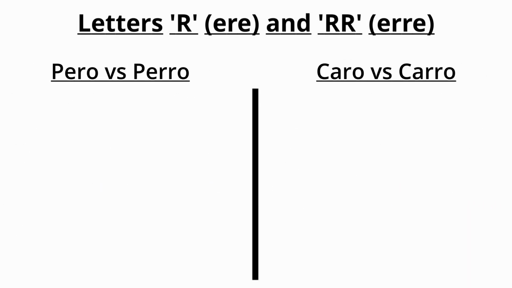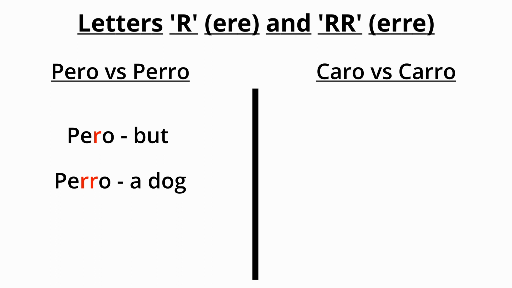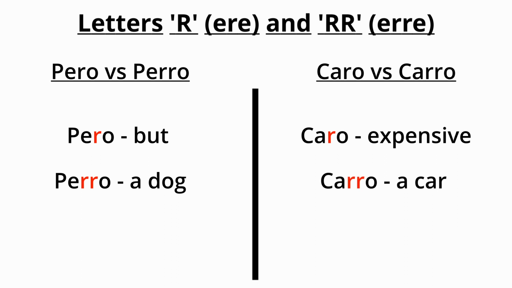Another good exercise is to compare the pairs of words pero and perro, and also caro and carro. Here is when it's important to understand the difference between the two sounds, R and R. The word pero with one R means but, and perro with two R means dog. Same goes for the second pair. Caro with one R means expensive, and carro with two R means a car. This is a perfect example of how important it is to understand the difference between these sounds.